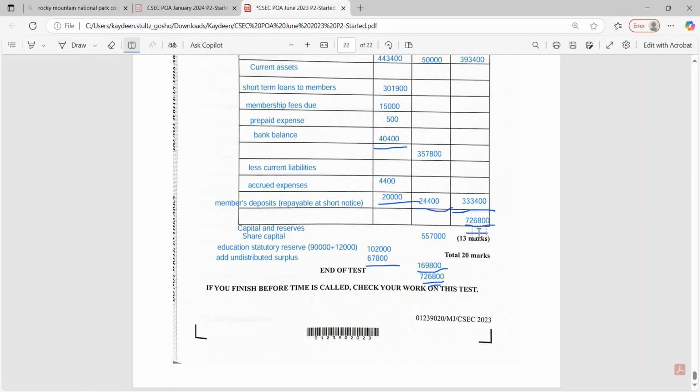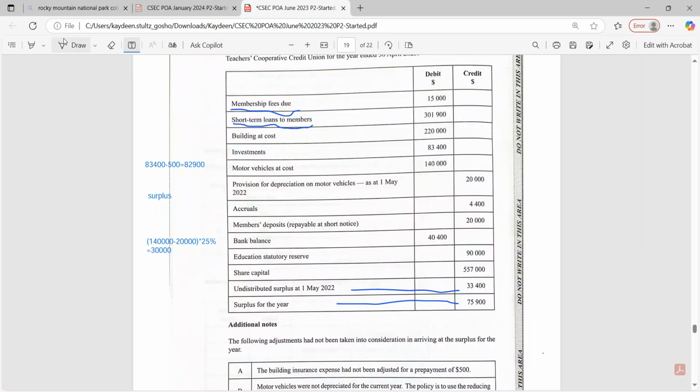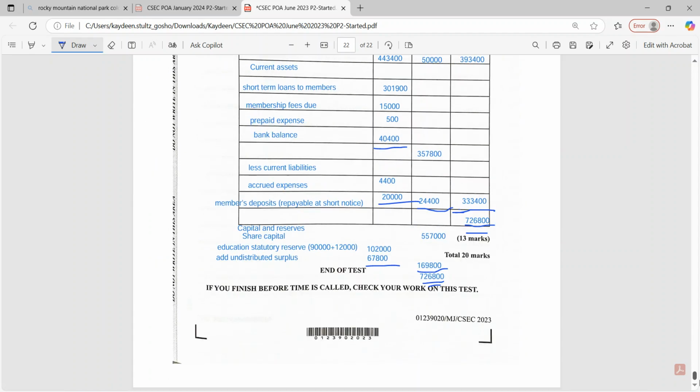So this 726,800 is known as our net assets, and that is our balancing figure. So now we need to ensure that our capital and reserve section balances as well. So we're going to go up for our share capital. Let me draw a line from share capital to its amount, 557,000. Right? So $557,000 is our share capital. That is where I put it.